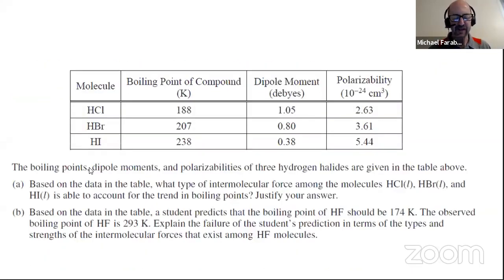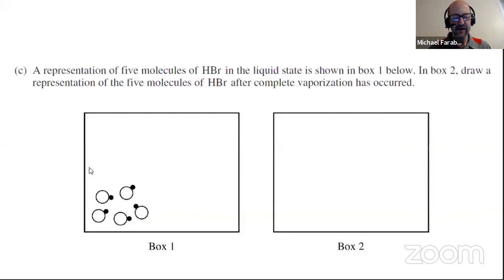This has parts A, B, and C. Here is parts A and B. So take a look at that. And here is part C, which involves a particle diagram. Okay, so I am going to make the same assumption that you have already paused the video, that you have already solved parts A, B, and C on your own, and now you are ready to check your answers. So here we go.